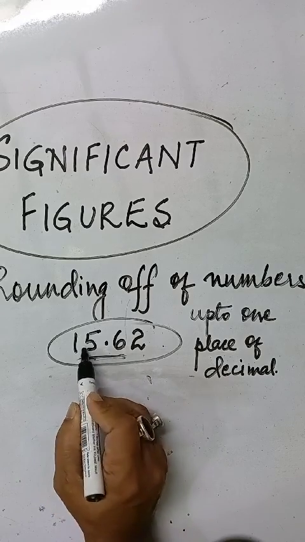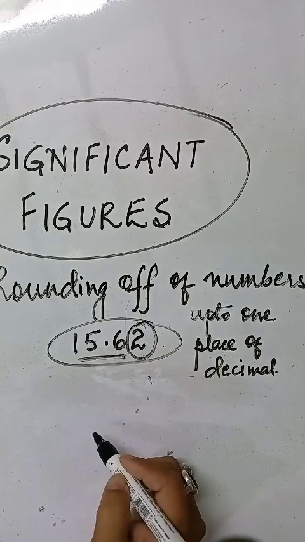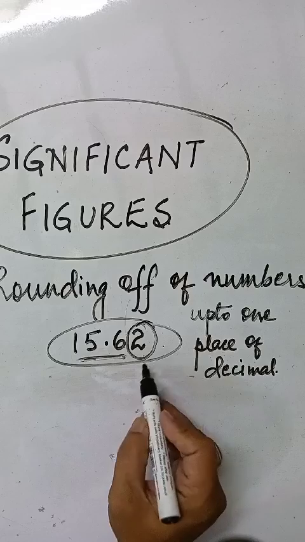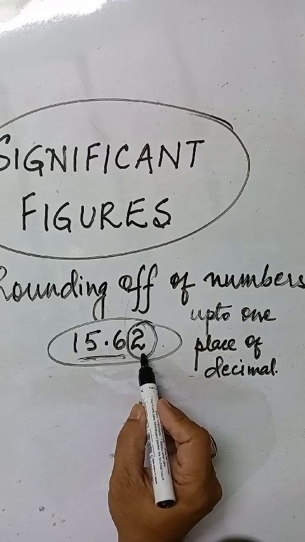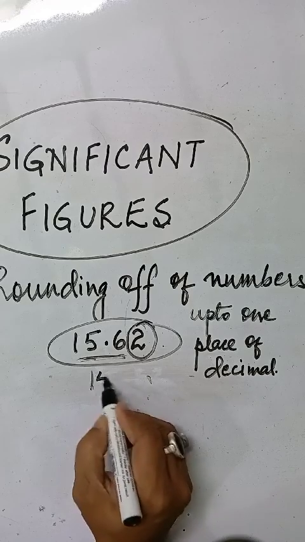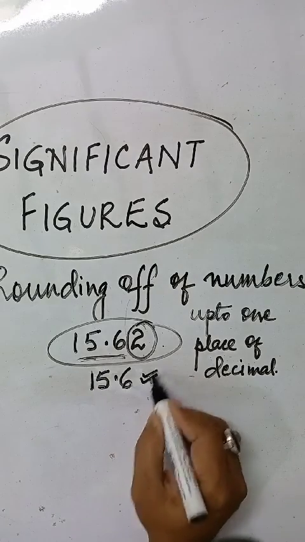So what we will do is, if we want to round it off to the first decimal place, the number has to be in 1, 2, 3 digits till here. So we have to look at this digit beyond the first decimal. If it is less than 5, which it is in this case, the answer will remain as 15.6. This will be the answer.